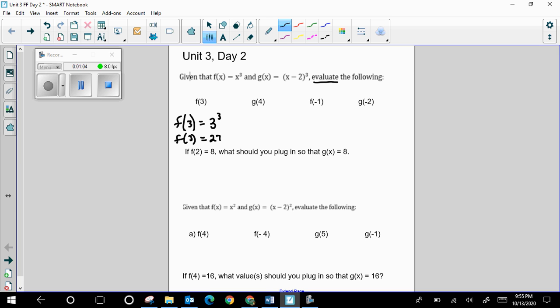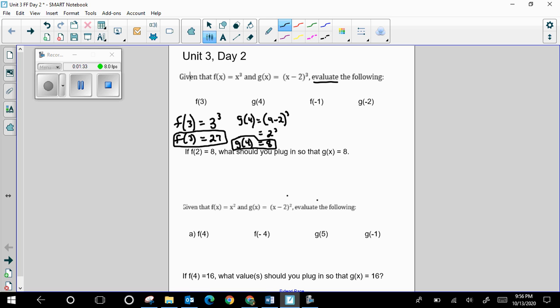So g of 4, we're going to be using the g function, or g of 4. So we're going to have 4 minus 2 to the third power, which is 2 to the third power. So g of 4 is equal to 2 to the third power, which is equal to 8. Okay, so make sure you're paying attention to correct notation.